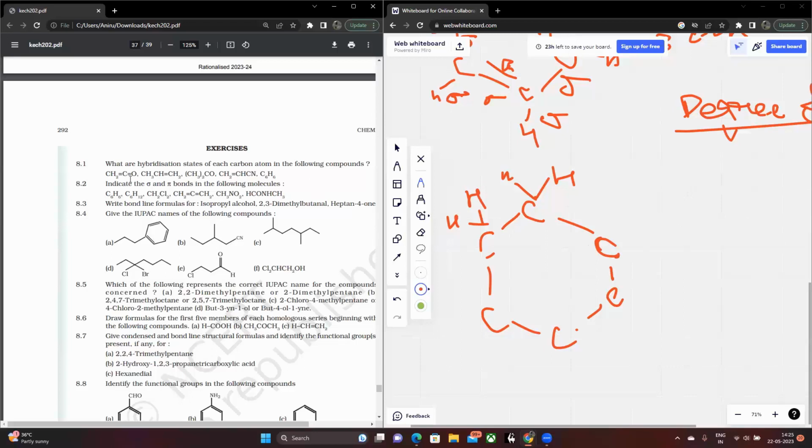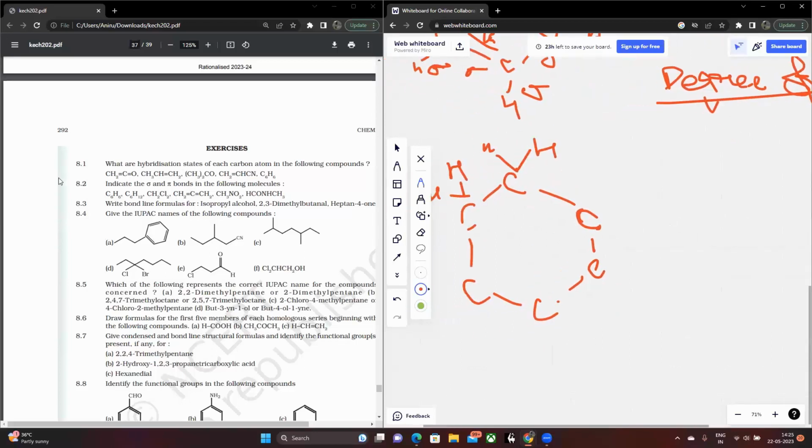And if it's a double bond, then the number of sigma and pi bonds will differ, right? That's something you have to note. So I'll be giving you both forms, and I'll tell you what the number of sigma and pi bonds are, because for this question, the whole question itself is ambiguous, right?